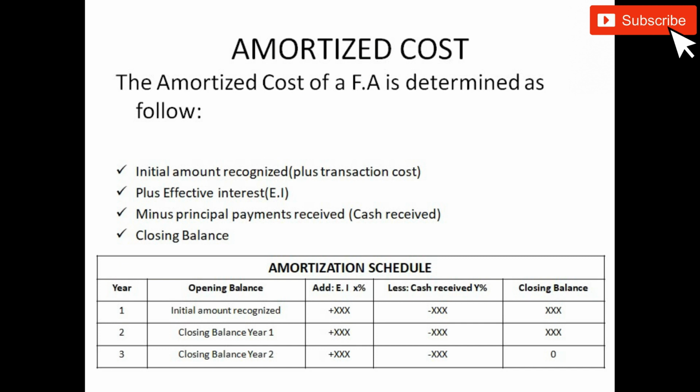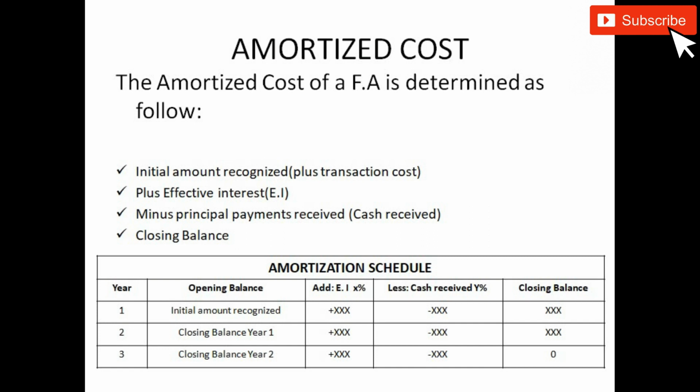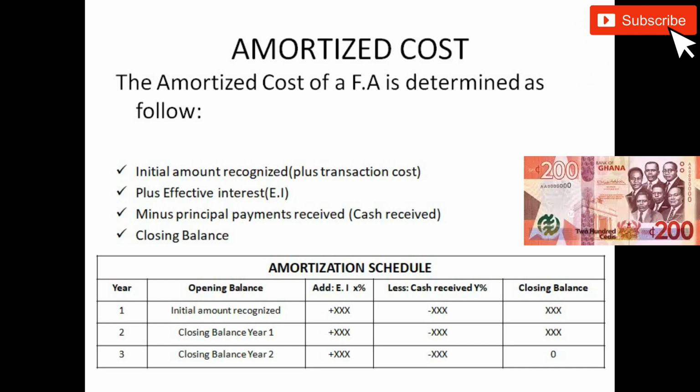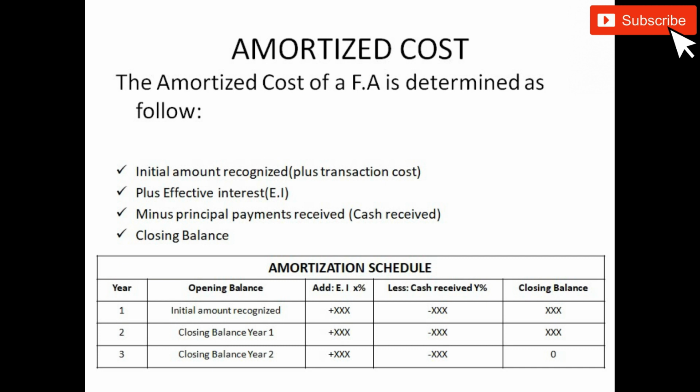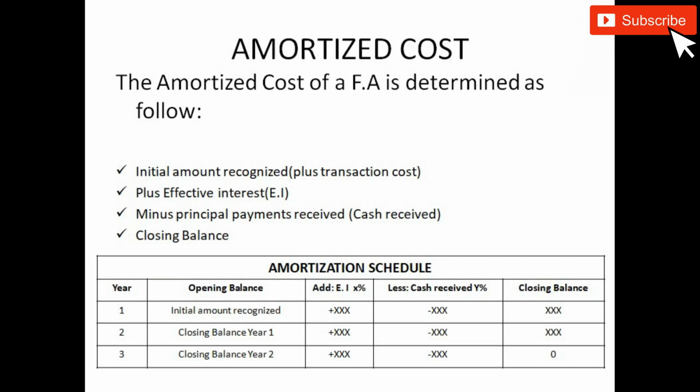Effective interest rate here tells how the financial asset will mature, will grow over the period of time, minus principal payments. Since it is a financial asset, the holder shall receive regular payment from another entity and also the closing balance. So this is how the amortization schedule looks.